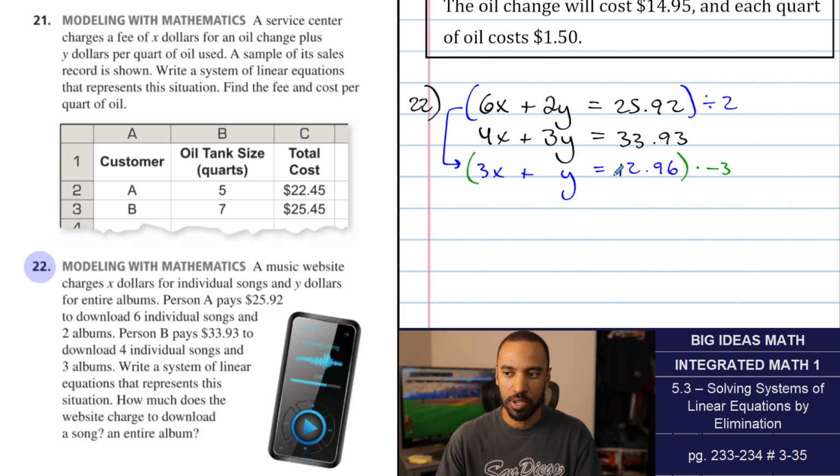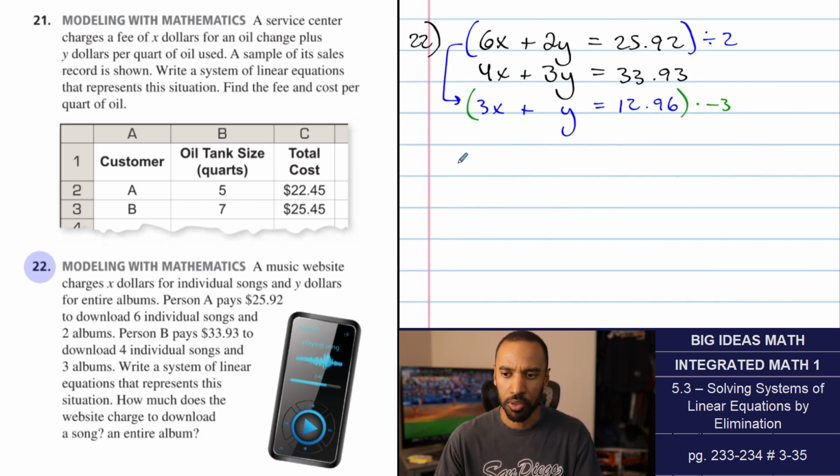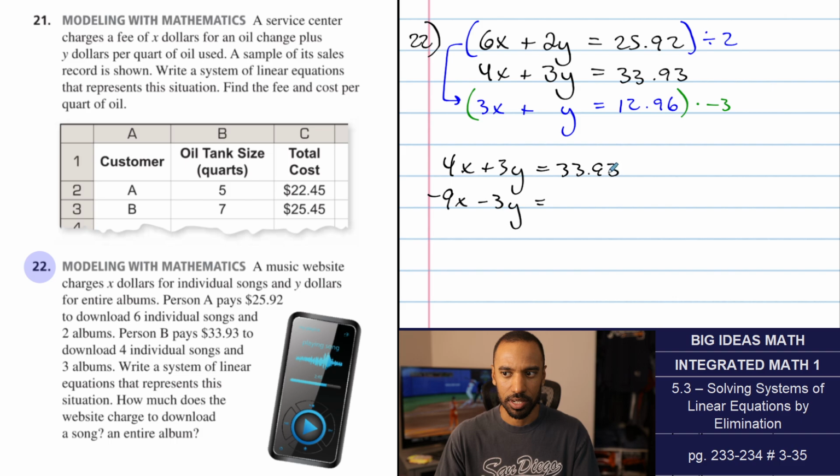So if I multiply this equation now by -3, and I'm going to work it with this one here. We'll just get rewrites of both of them. I have 4x plus 3y equals 33.93. And I have now -9x minus 3y equals, now I got to actually do the math here, but you would anyway. I don't want to mess up, so let's write it. 12.